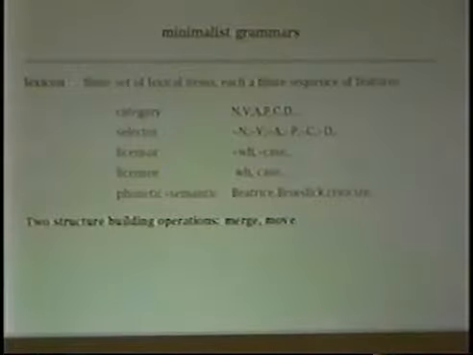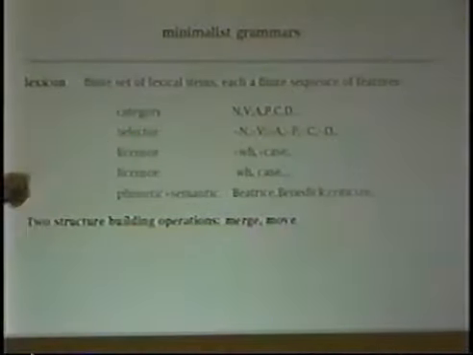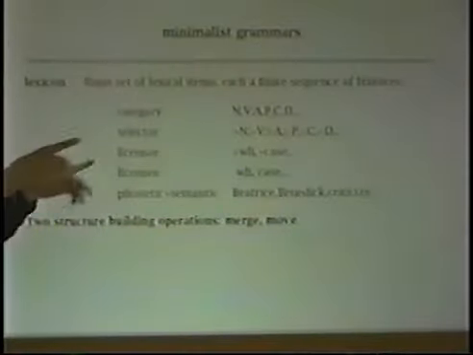So these grammars have just 2 mechanisms, or 2 parts. A grammar has a lexicon, and then you have 2 structure building functions which can build structures from your lexicon. A lexicon is finite, and each element in the lexicon is also finite. It's a finite sequence of features, and the features have these 4 kinds.